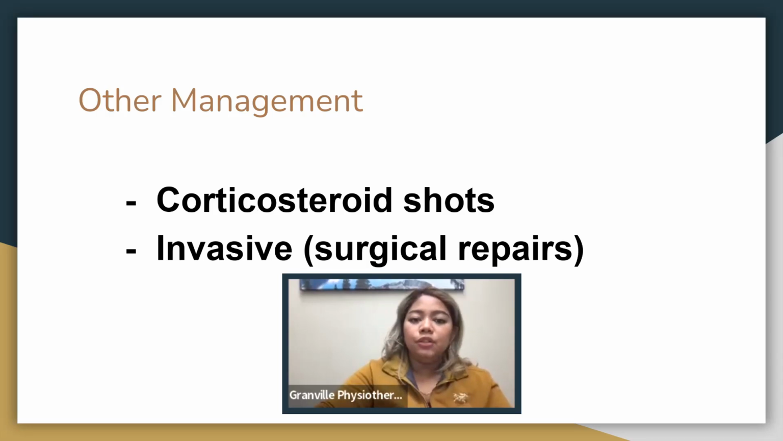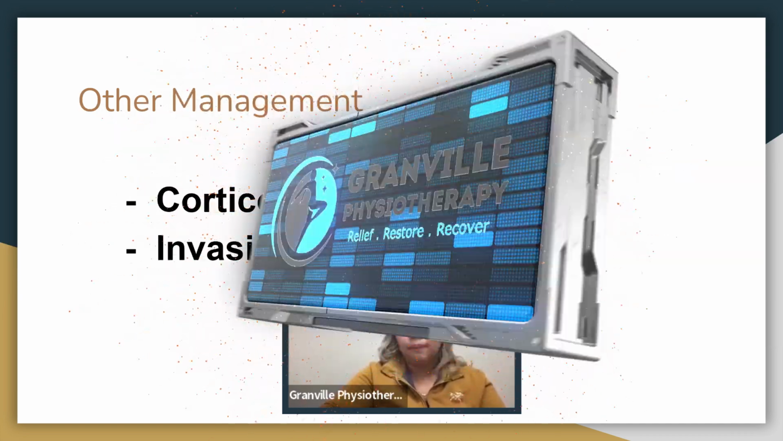So the other management, for example, is taking medications or pills, or taking corticosteroid shots to decrease the inflammation and the pain. And if it has gotten worse already, there are invasive ways like surgical repairs.